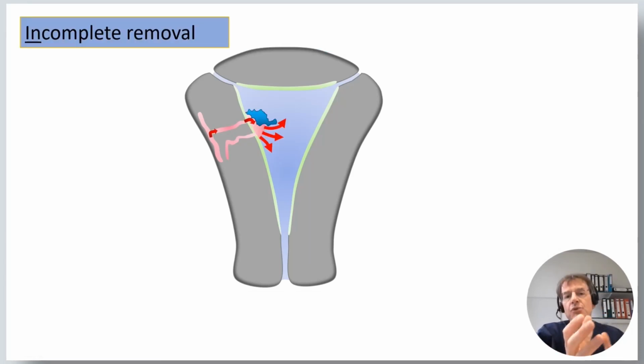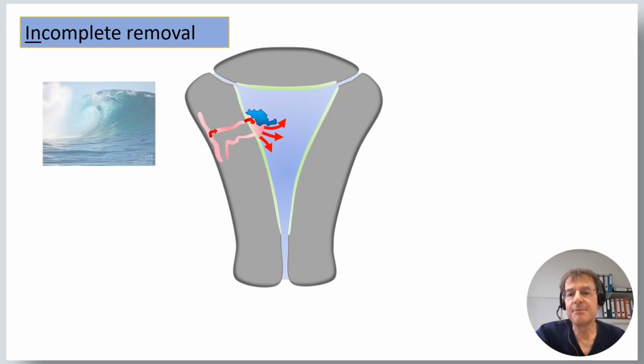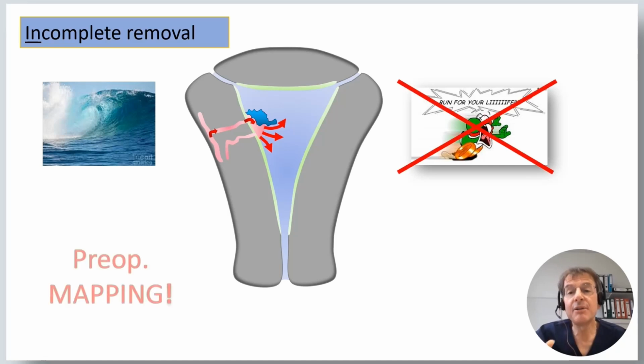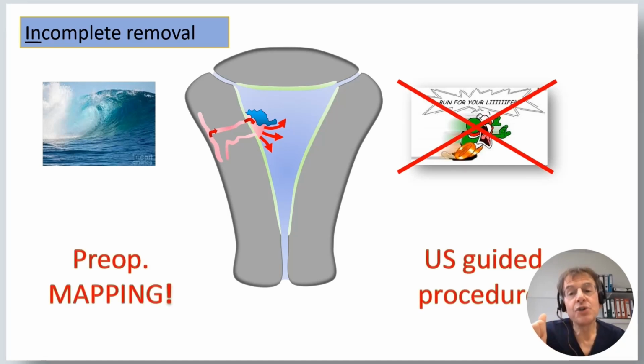On the other hand, if you remove it incompletely, then it might start bleeding heavily and cause panic in the OR. Why? How to avoid a panic? Well, first of all, do a good preoperative ultrasound with a preoperative mapping of where the vessels are, because if you know where the vessels are, you know where the retained tissue is, because it's just underlying the tissue that you see the vessels.